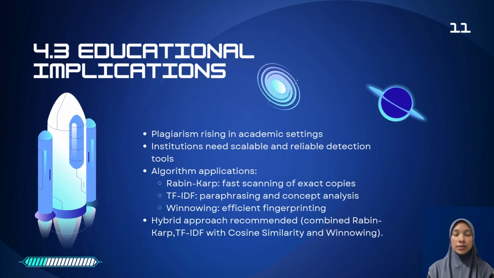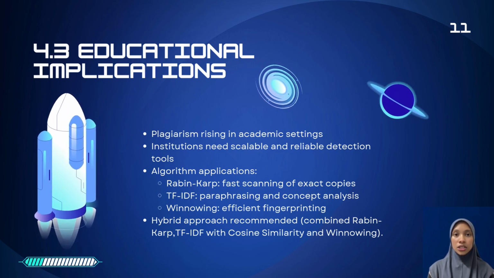Winnowing provides strong capabilities for processing large document sets. Its fingerprinting method helps to uncover copied content that may have been cosmetically altered. This is especially effective for code plagiarism or when students copy large portions of content and adjust sentence structures slightly.